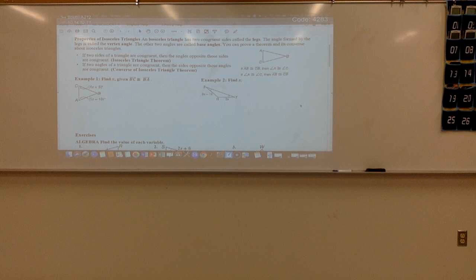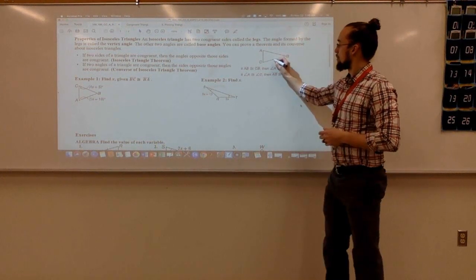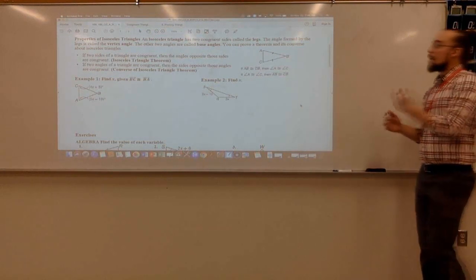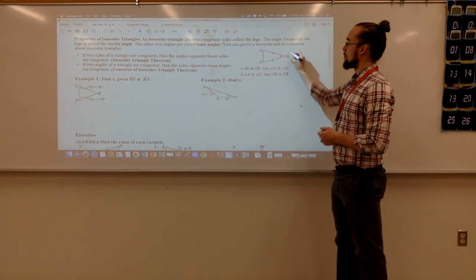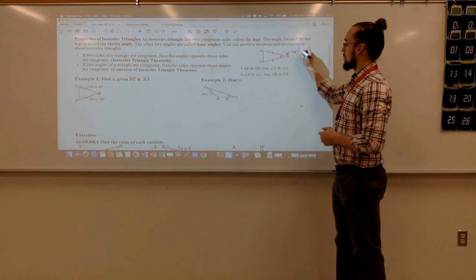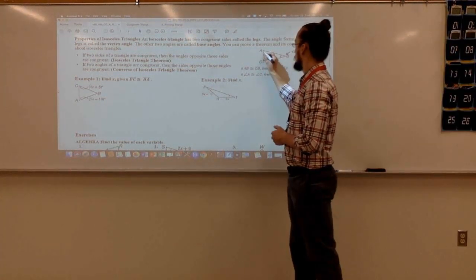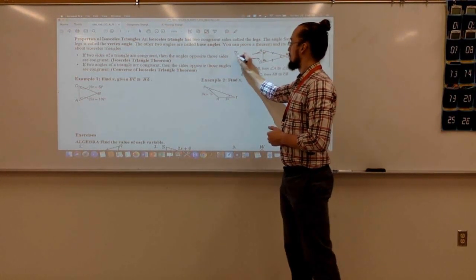Alright, today we are going to start, and those congruent sides are called the legs. So if we're looking at this triangle right here, we would say that AB and CB are the legs. The angle formed by those legs is called the vertex angle. So this would be the vertex angle. And then the other two, these two, A and C, are base angles.